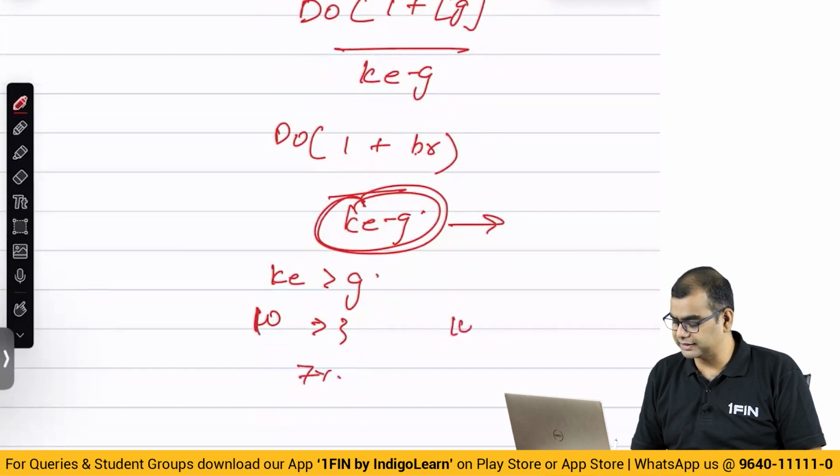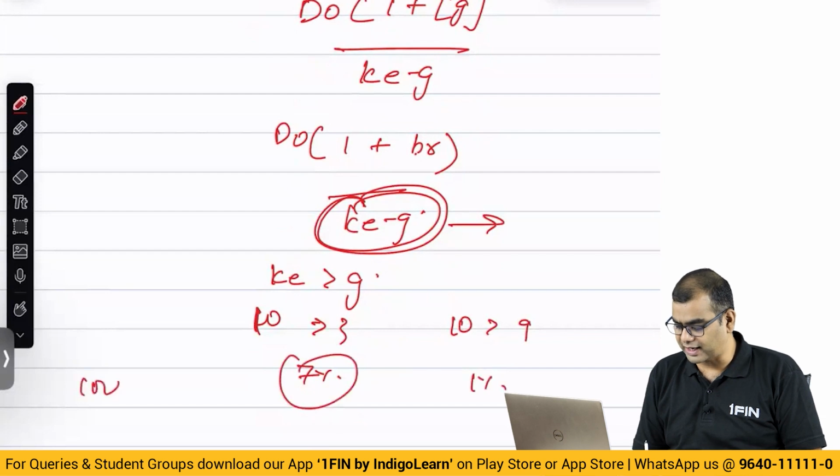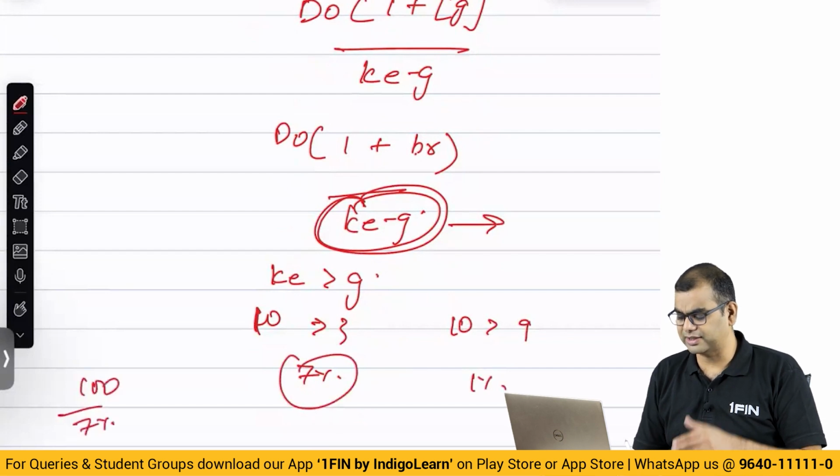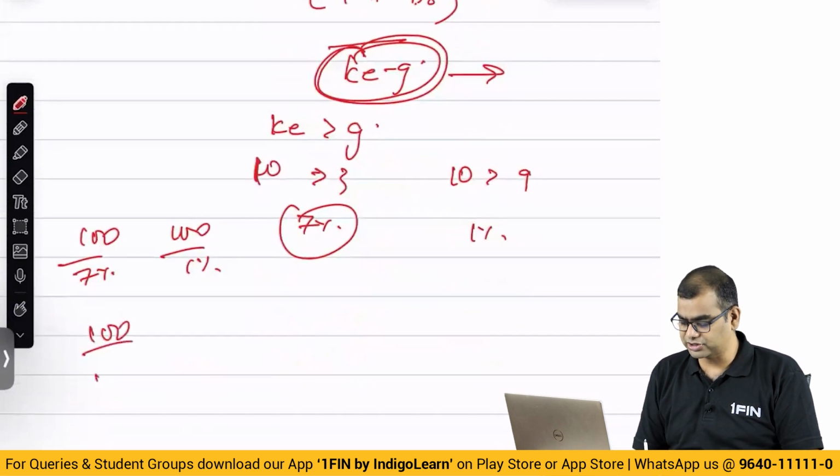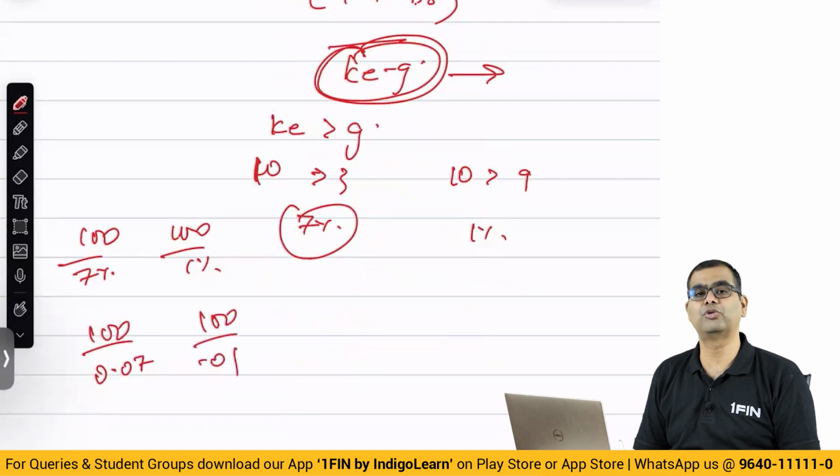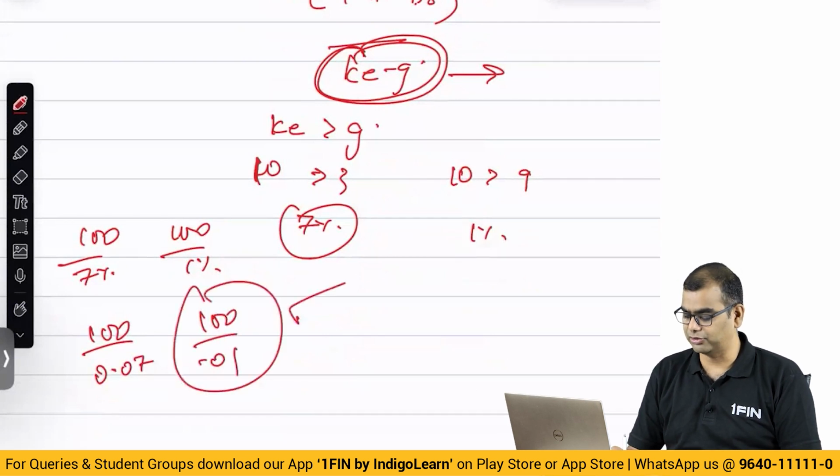Now, let us say this is 10 and this is 9, denominator is 1%. So, if you divide 100 by 7%, let us say the numerator is 100, and 100 by 1%, where will you get more value? 100 by 0.07 or 100 by 0.01, where will you get more value? Obviously, you will get more value here.